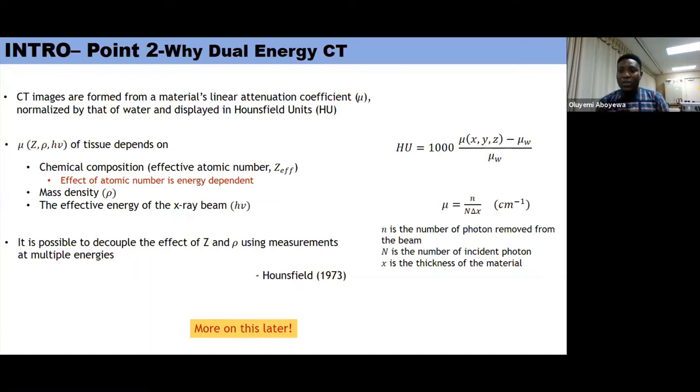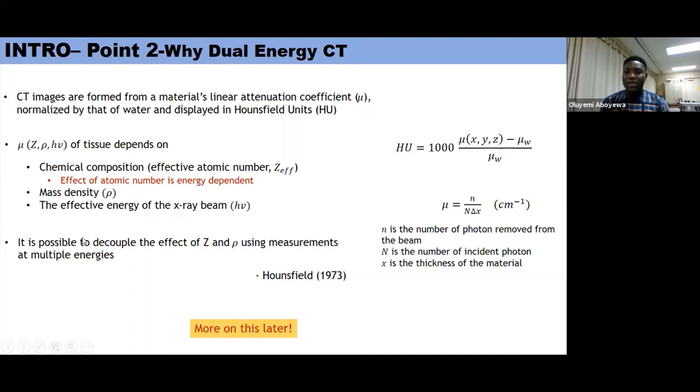Because for instance, we can have a case where you have two CT numbers from an image that look the same. And what is responsible for each signal may be different. That is, we can have two signals that have the same value, but for one, it was because of the high chemical composition, while for the other one, it can be because of the high mass density. But the two of them might look alike. And in that case, we won't be able to distinguish if this is iodine or bone or something else, because now you have the two effects competing to create that CT number that you have. This is just a little bit of review, I think, from the basic theory of CT images.